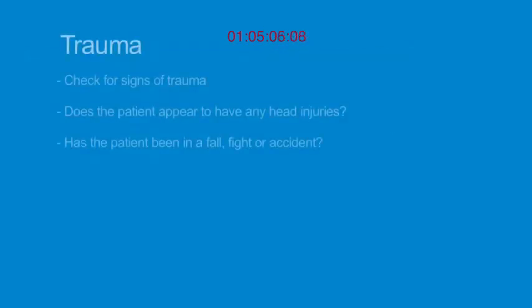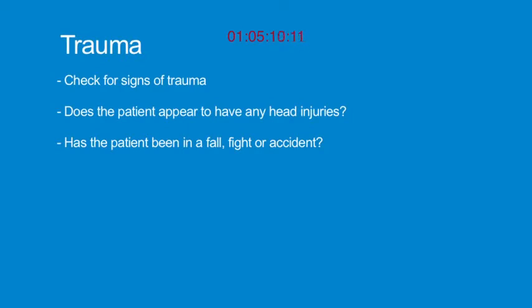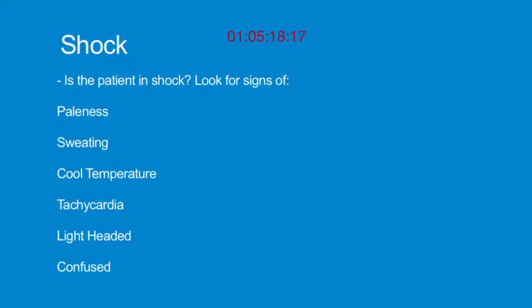General assessment. At the same time as performing first aid, it's important to assess the patient's general condition. Are there any signs of trauma or associated head injury? Are there any signs of shock? Is the patient pale, sweaty, cool and clammy, tachycardic, lightheaded or confused?